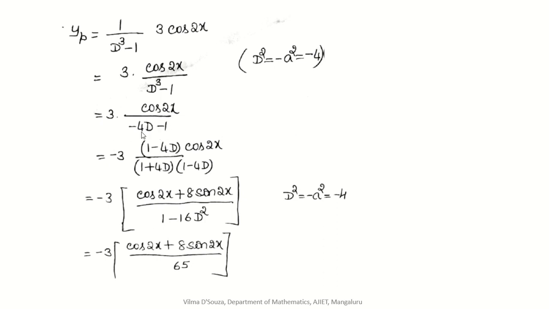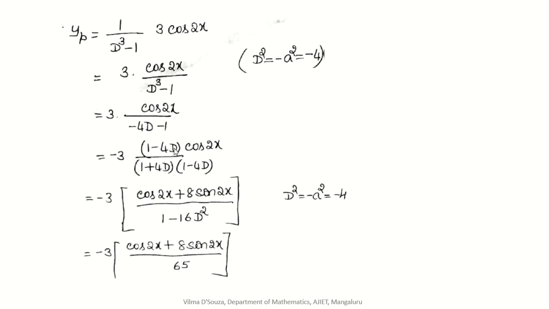Since there is no D square term and you cannot simplify further, you multiply both the numerator as well as the denominator by 1 minus 4D. So numerator 1 minus 4D of cos 2x, denominator 1 plus 4D already you have, into 1 minus 4D. Okay, so this is equal to minus 3. Multiply this. What is 1 into cos 2x? cos 2x minus 4D of cos 2x.